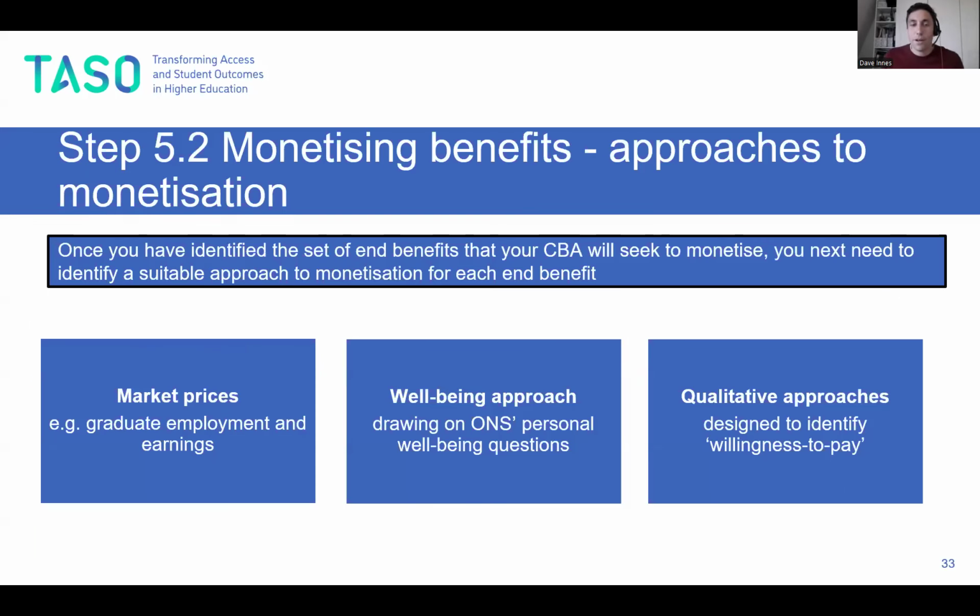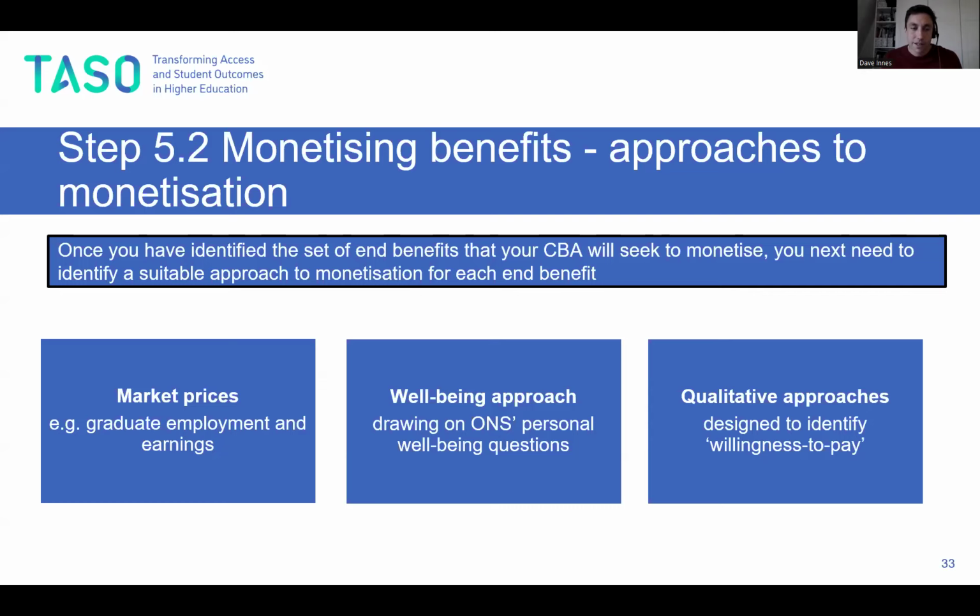Now, this is one point where I want to give you an overview of the main monetization approaches we recommend that you focus on. But it's also a point where it'll be very useful to go away and see what's in the guidance to get a more detailed overview of each of these methods. Once you've identified those sets of end benefits that the CBA should seek to monetize, the next stage is identifying what method you might want to use to monetize each of those end benefits. And there are three main approaches that we think are most likely to be applicable in HE.